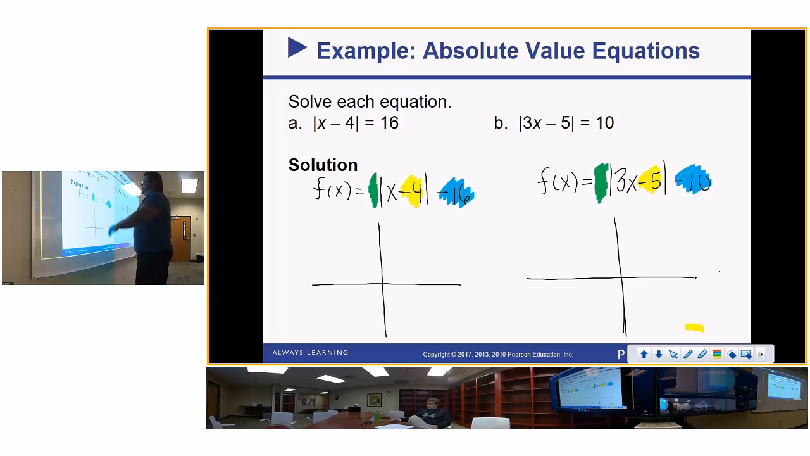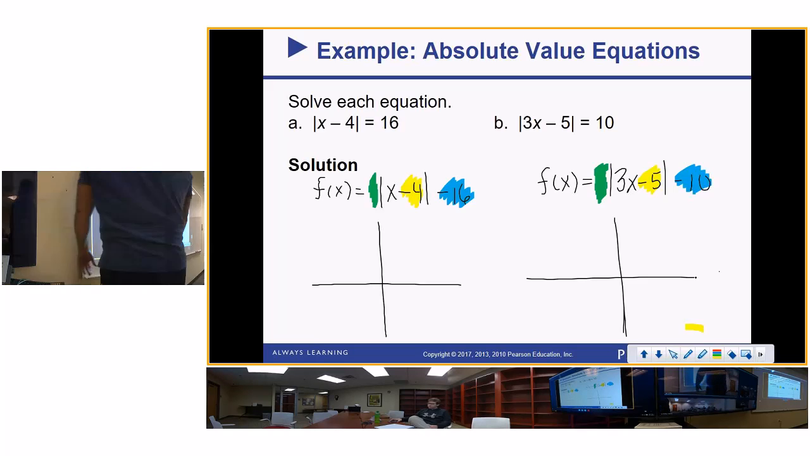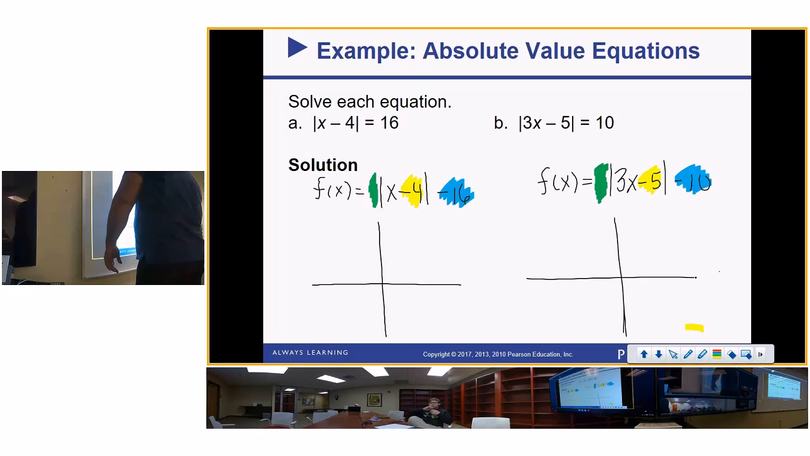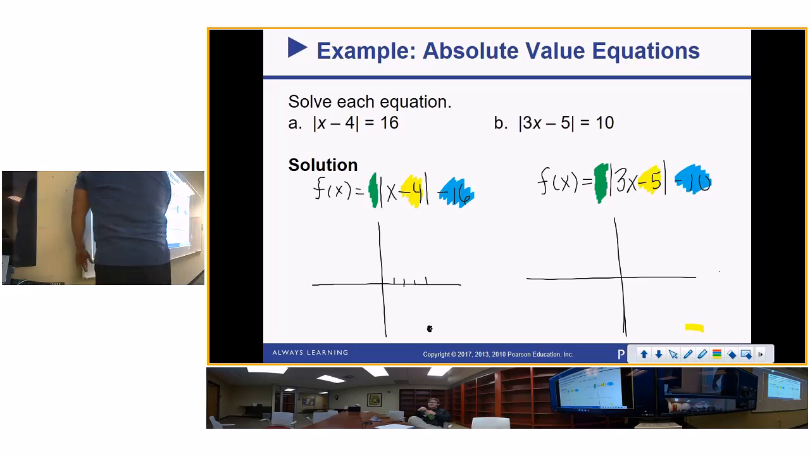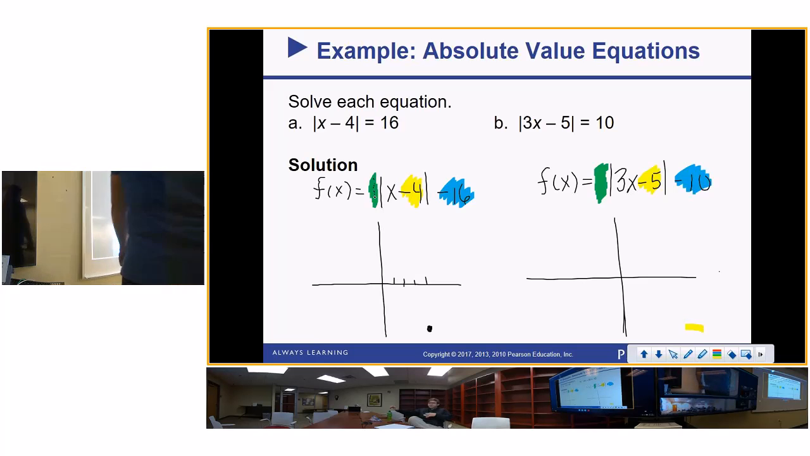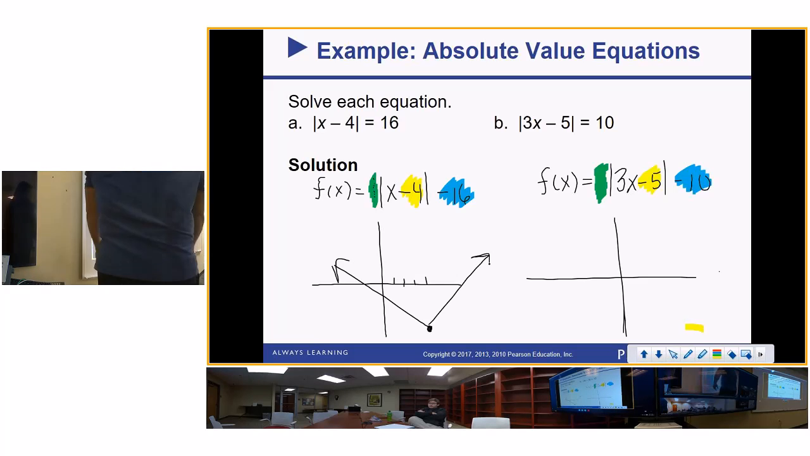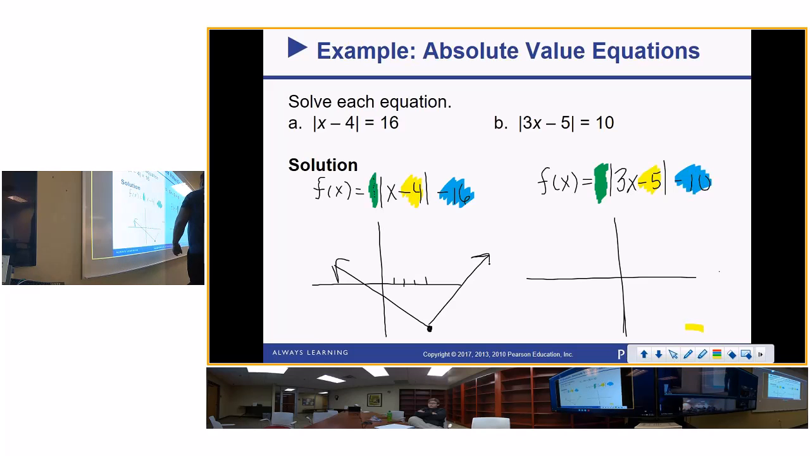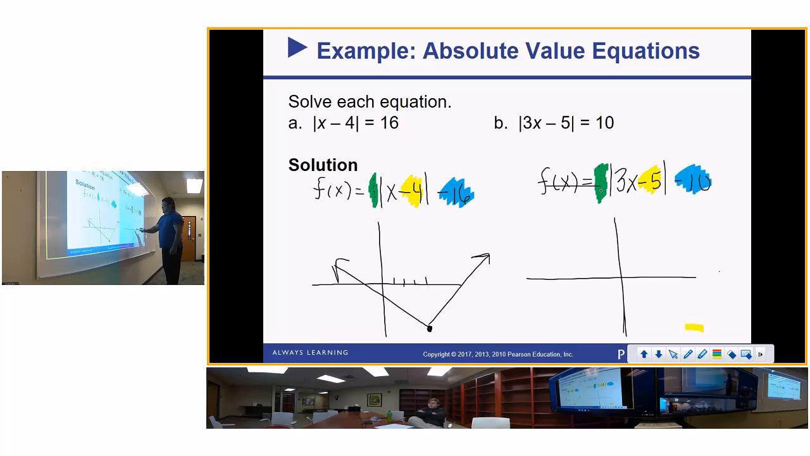So what's our vertex here? Positive 4 and negative 16. This is a 1. What does the 1 tell us? It is a regular parabola. Wait, positive 4. What does this tell us? We've got a 1 here, and this is a 5, and negative 10. And it is a regular parabola.